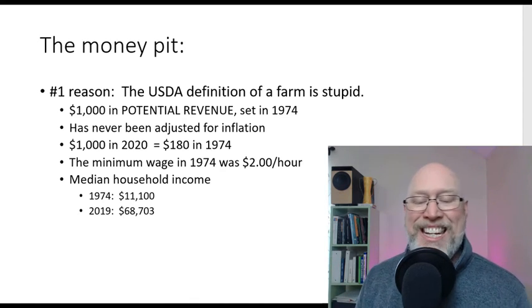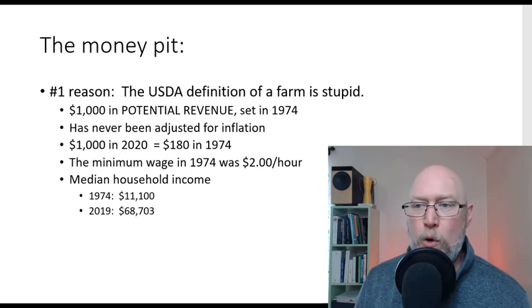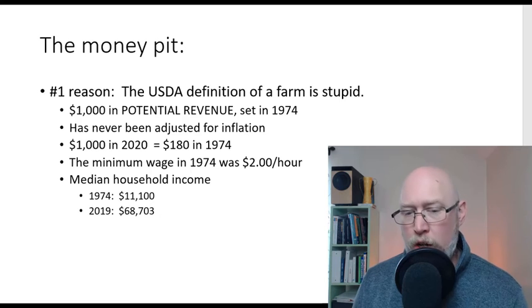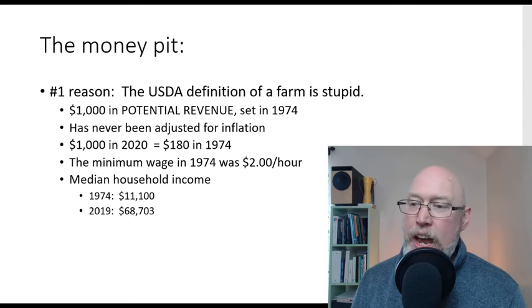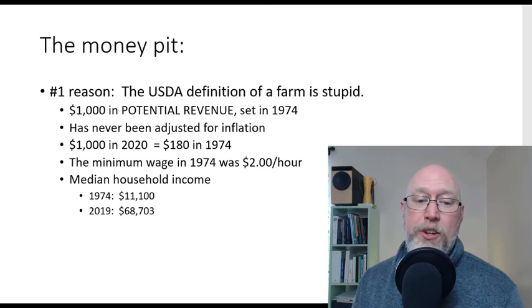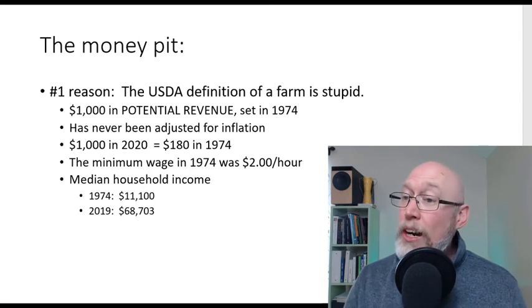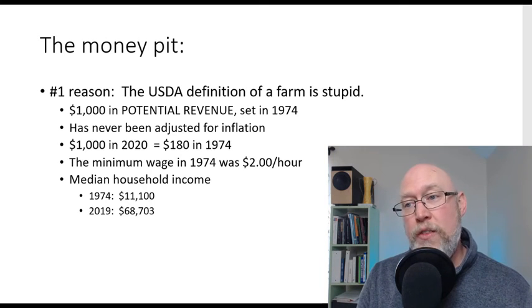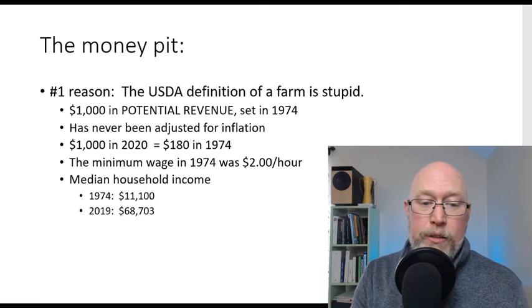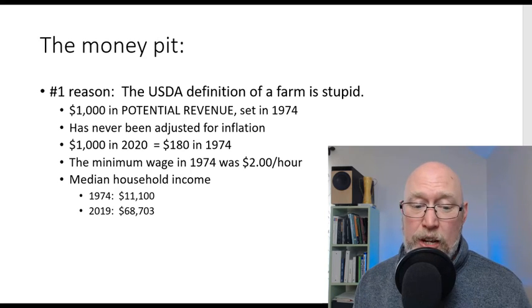That number was set in 1974. As I'm recording this, that was 47 years ago, and that number has never been adjusted for inflation. This number is just stupid. If you were to correct for inflation, $1,000 in the year 2020 would be the equivalent of $180 in 1974.